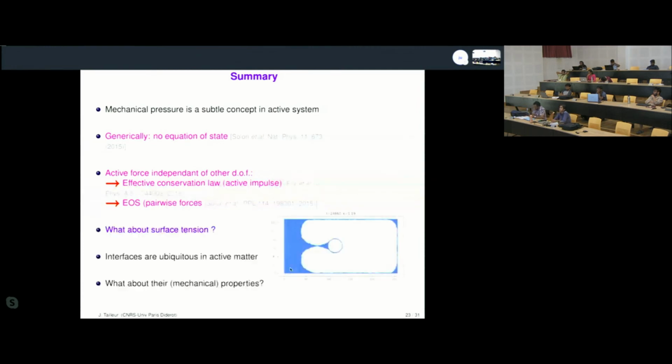Now, in the last 10 or so minutes of my talk, I want to talk not about bulk pressure, but about surface tension. So if I've killed you with computations, it's a good time to wake up again. The reason why surface tension is interesting, and I would say even more interesting than pressure, is that interfaces are ubiquitous in active matter. You have them everywhere, whether close to confining walls or between phases. And we know essentially nothing about their mechanical properties. So if you have some questions, I can answer them now, or I can move on to surface tension, as you wish.